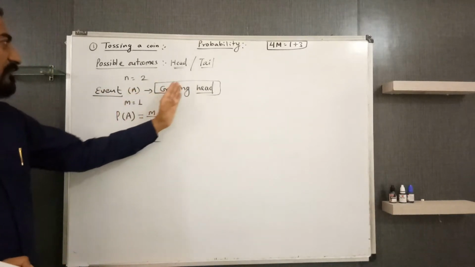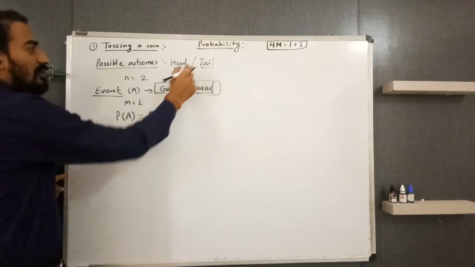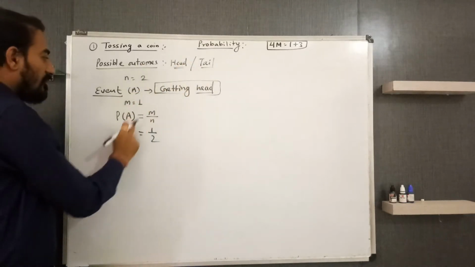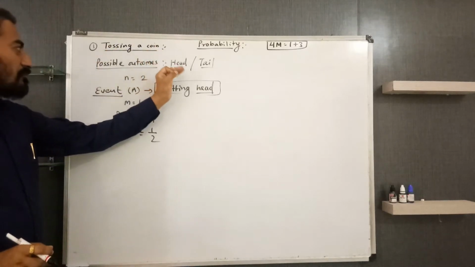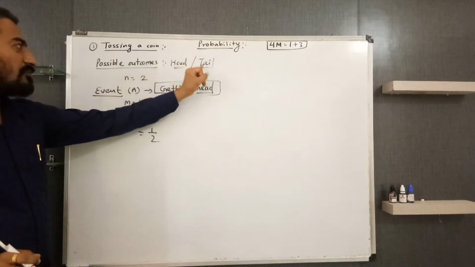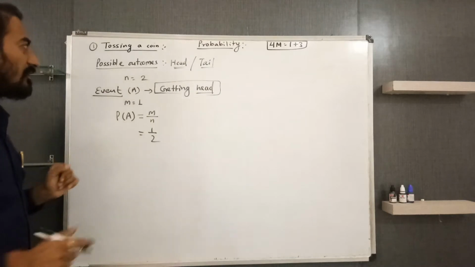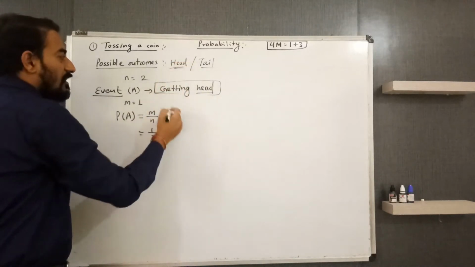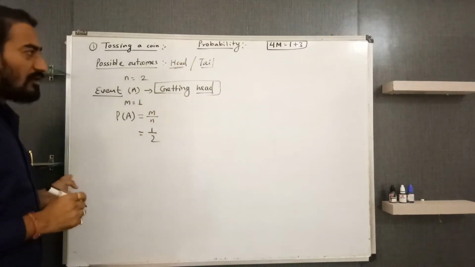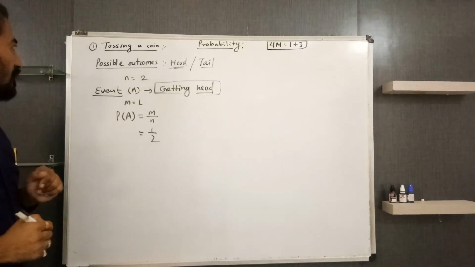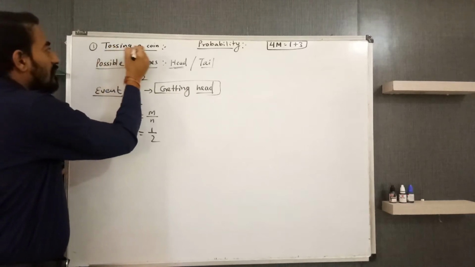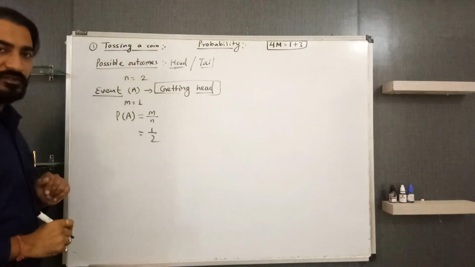Similarly, the probability of getting tail will be, so tail how many times? 1 time. So it will be 1 by 2. So in this experiment, the probability of getting head and the probability of getting tail are equal. This type of events are known as likely events, and these outcomes are known as likely outcomes. So hope you understood questions related to tossing a coin.